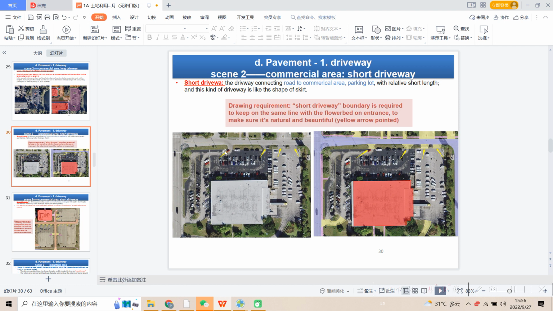All right, same thing here. This is a relatively short length, and so this kind of driveway we just draw on the entrance. So draw the shape of a skirt or apron, and don't draw the long driveway to here because we don't have a single row parking and boundary type. It's all double row parking, so it doesn't fit the definition of long driveway.